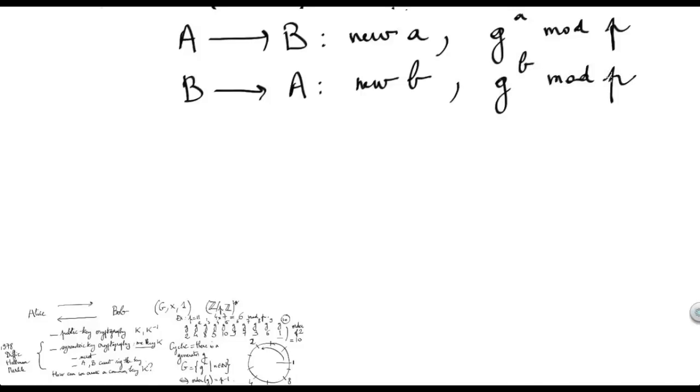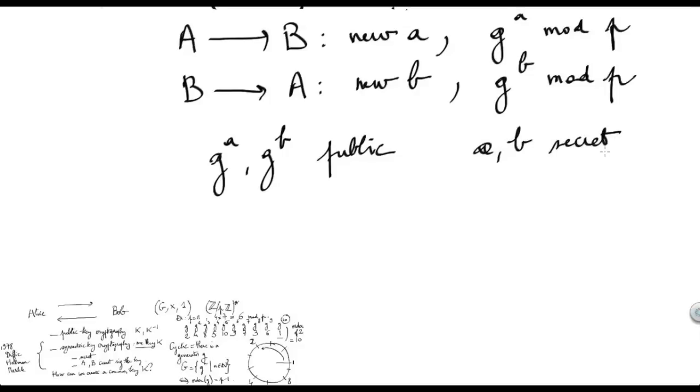B will do the symmetric thing, create a new exponent B and send G to the B mod P. So now G to the A and G to the B can be deemed to be public, in the sense that anybody who spies on the communications channel will be able to learn these values. But A and B are secret, since A and B will hide these values and keep them for themselves.